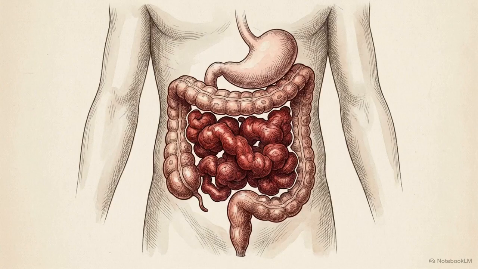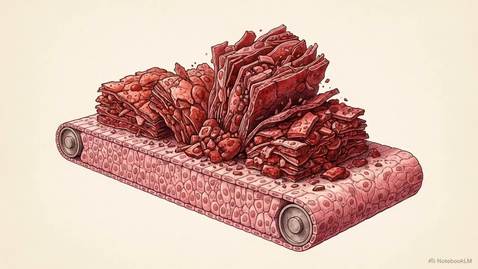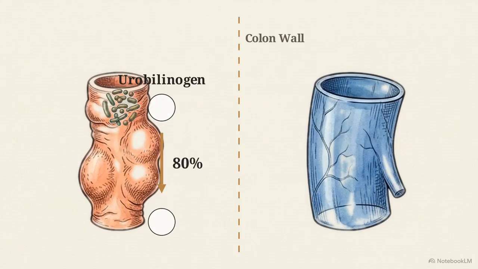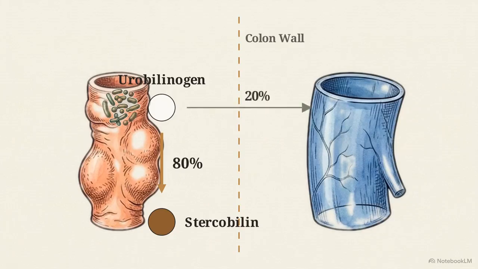Human cells lack the enzymes required to finish this demolition ourselves. Without help from this outsourced microbial workforce, the processing line for our own cellular wreckage simply grinds to a halt. Once the bacterial crew manufactures this molecule, it follows a strictly regulated 80-20 split. 80% stays in the gut to become stercobilin, which provides the normal brown color of human waste. The remaining 20% crosses the colon wall to enter the portal vein.